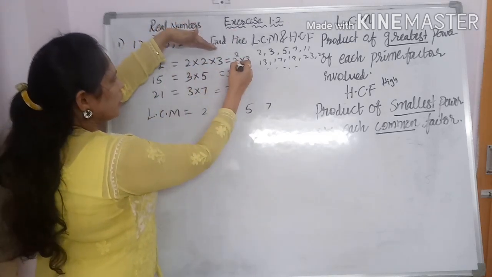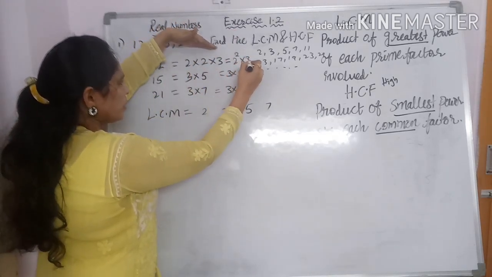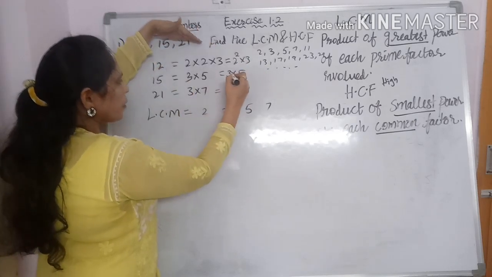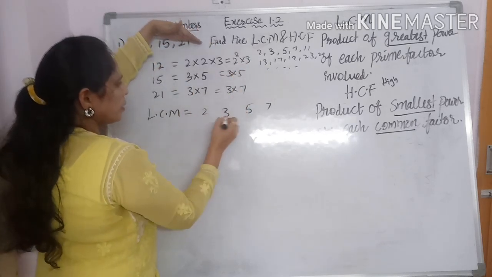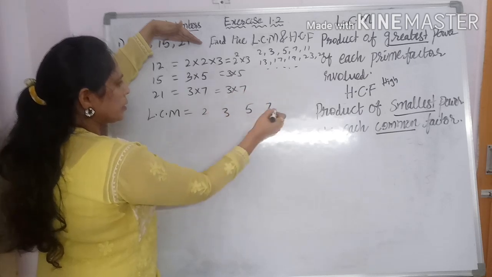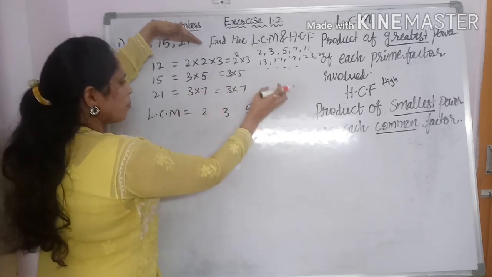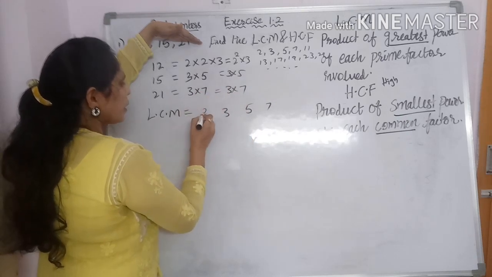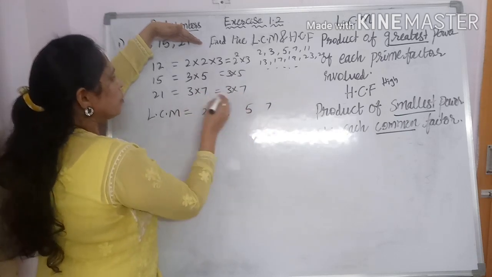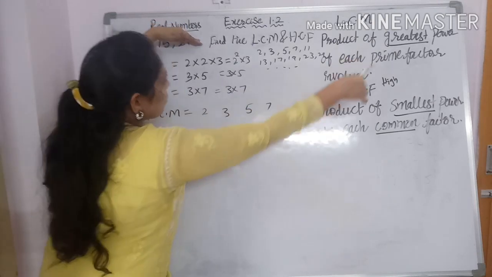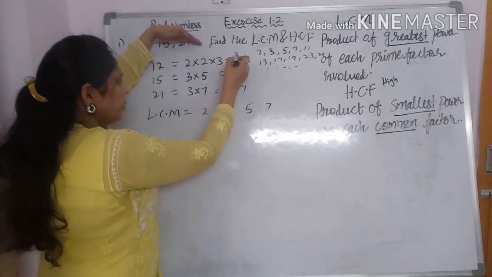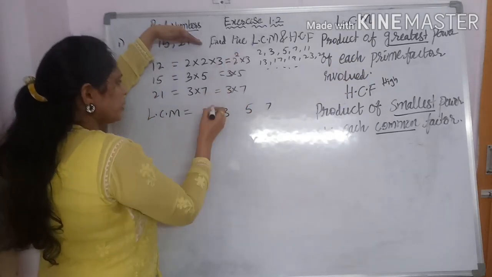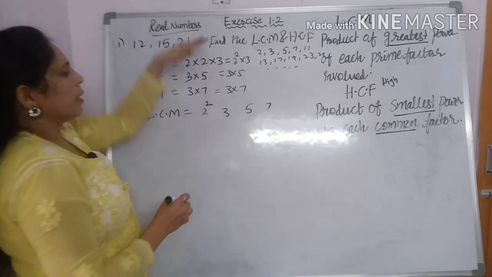these numbers. Here 2 is there, in this 3 is there. 15, 3 and 5 is there. 3 and 5, 3 and 7. So all prime factors, all prime numbers, we can write. So the greatest power of 2 in these is 2 square.